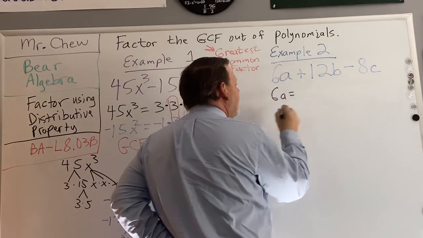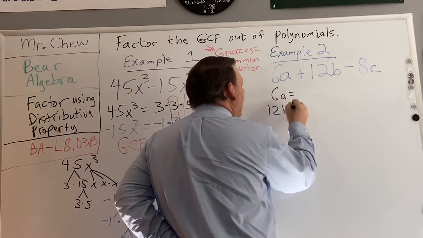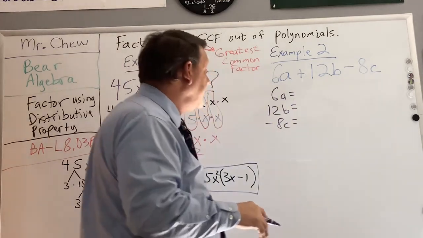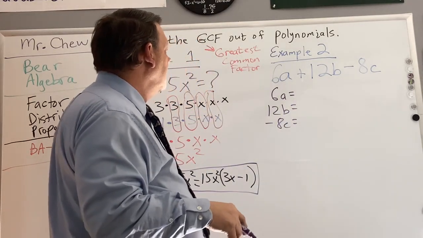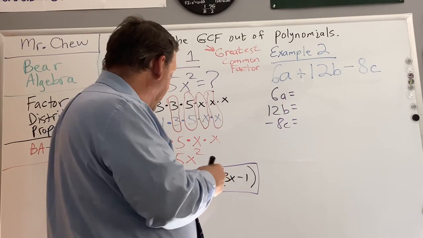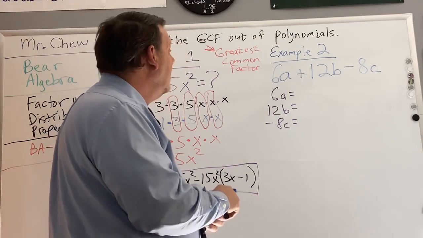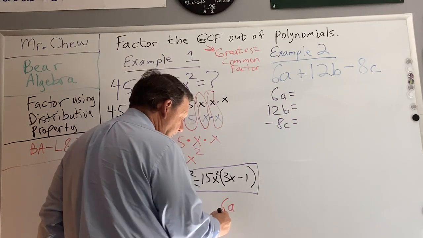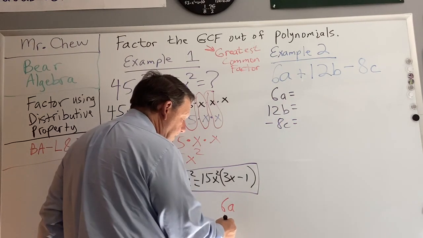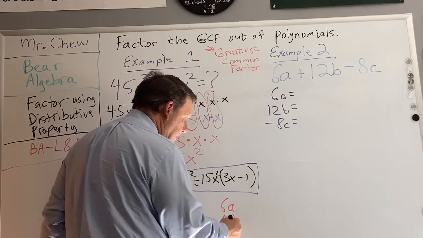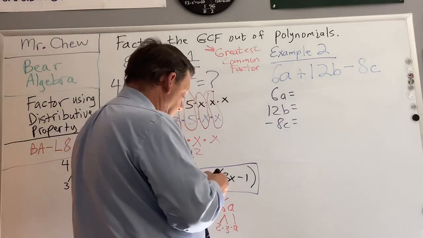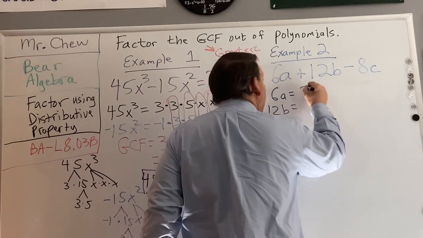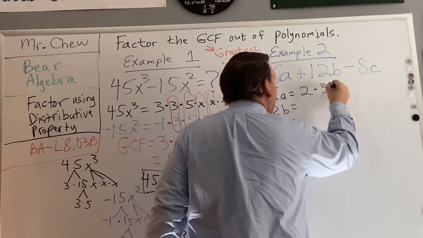So I'm going to list 6a, 12b, and minus 8c, and then circle what's common. So we're going to have to take and break all of them down using factor trees. So we'll do our 6a: 2 times 3, and then just the a comes down. So that's 2 times 3 times a.